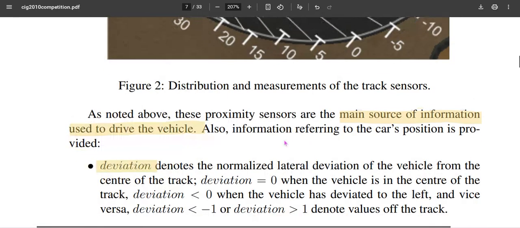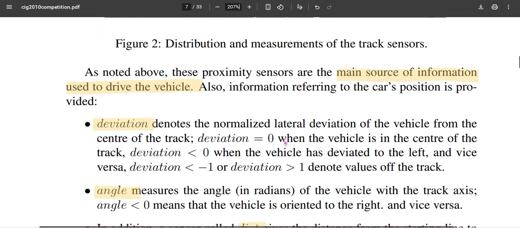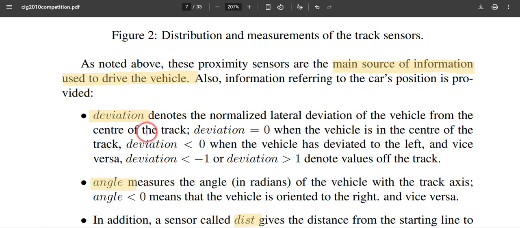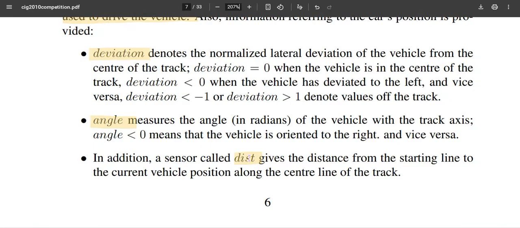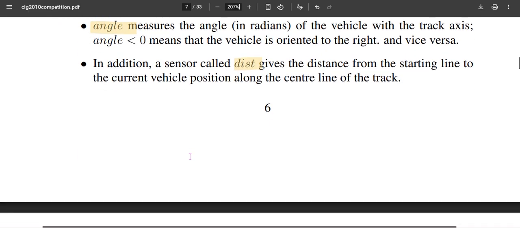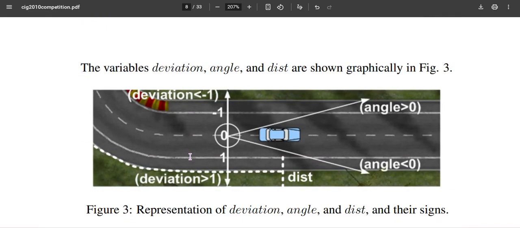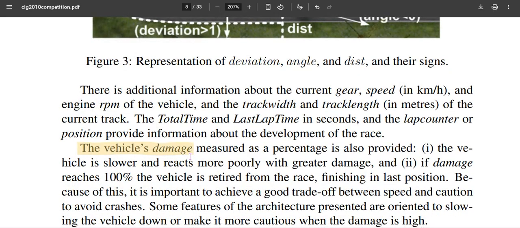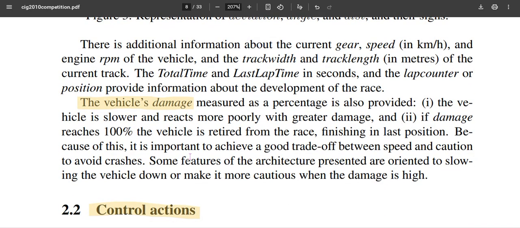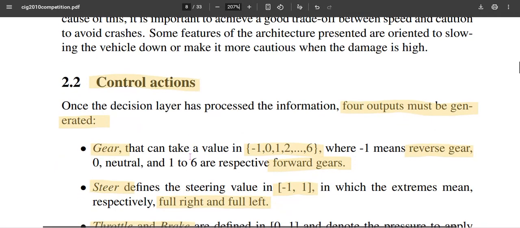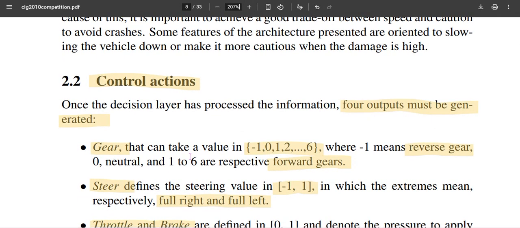Apart from this, they will give you some other details about the location of the vehicle, like how much it deviates from the track center. -1 will be the far left and +1 will be the far right of the track. Also the orientation along the track, and how much distance it has traveled from the starting line. They will give you these along with the sensor information. And also they will tell you if the vehicle keeps colliding, and how much damage has happened to the vehicle, before 100% damage means it is retired from the race and finishes in the last position.